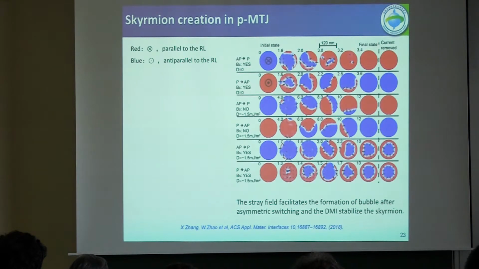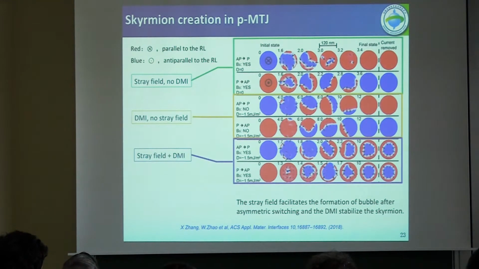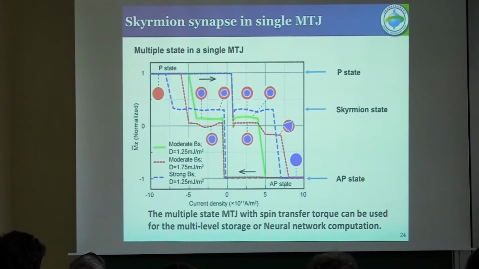So that's why we performed an intensive study on how to make skyrmions in a magnetic tunnel junction. If in this device there is a stray field but no DMI, then whatever current we send from spin transfer torque, there is no skyrmion. And if there is DMI but no stray field, there is no skyrmion. But if we combine the intrinsic stray field and integrate a large DMI, it's possible to have a skyrmion in the magnetic tunnel junction.